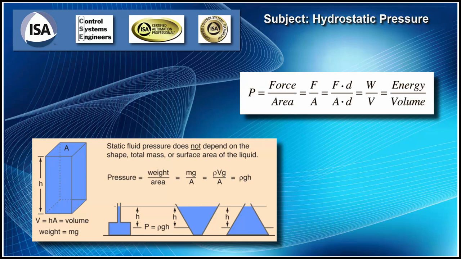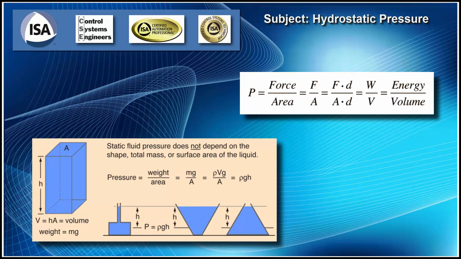When it starts moving, we call it kinetic energy. And both of these can do work. Potential is the ability to do work, while kinetic is the act of actually doing the work. We'll talk about that in a minute. But let's look at the formula here. Pressure equals weight divided by area, or force divided by area. And we said that force and weight are the same thing. So force equals mass times acceleration of gravity divided by area.